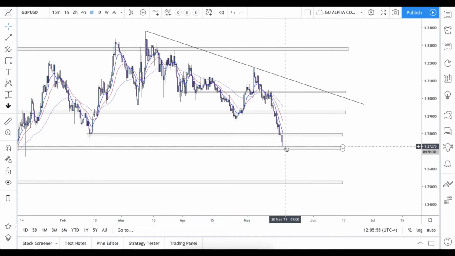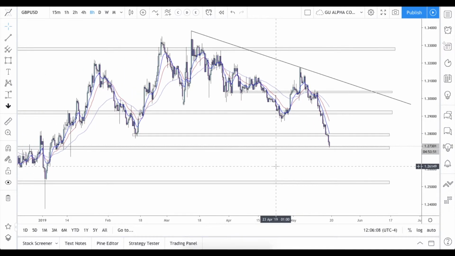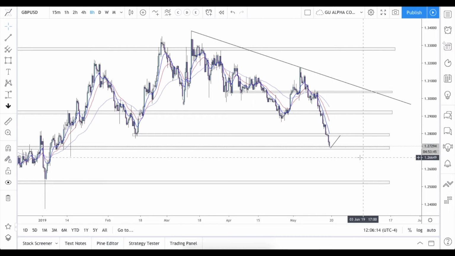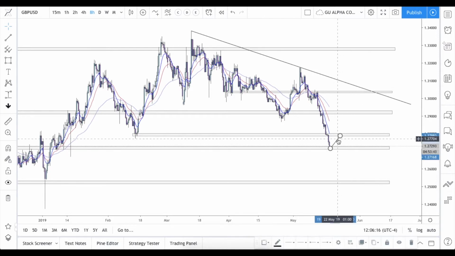You can see that we're now trading at 1.2730, and that's around 1.27950. So we have broken that, and that could be a resistance for the price whenever it's trying to go up, if it is to continue.